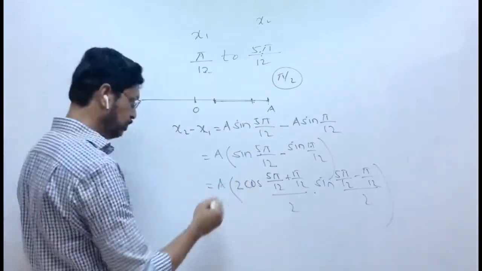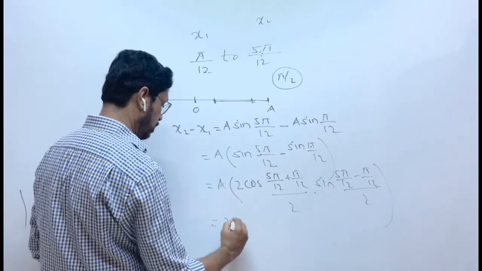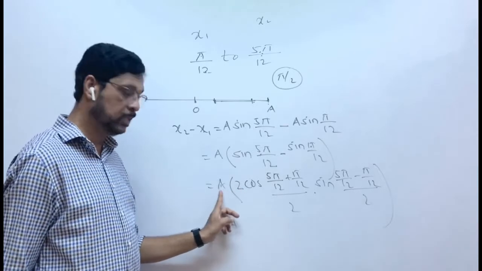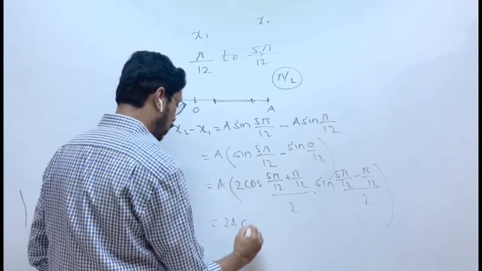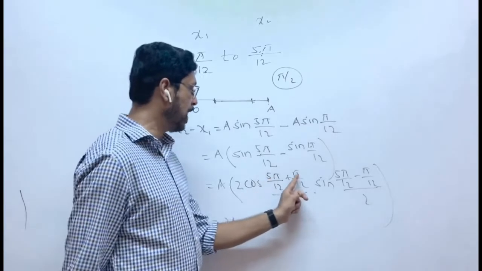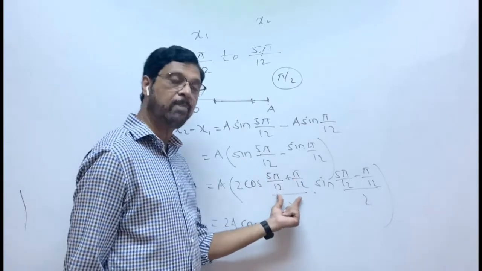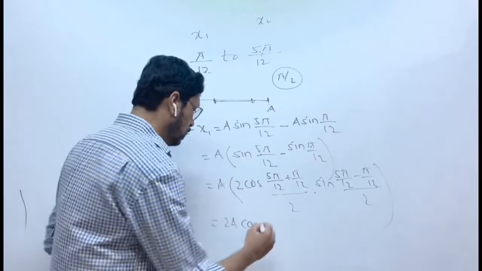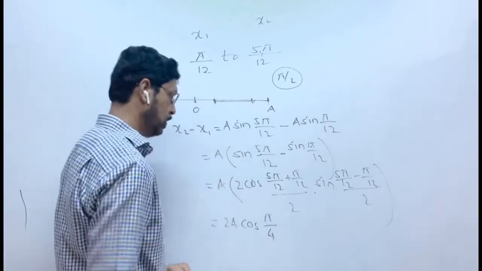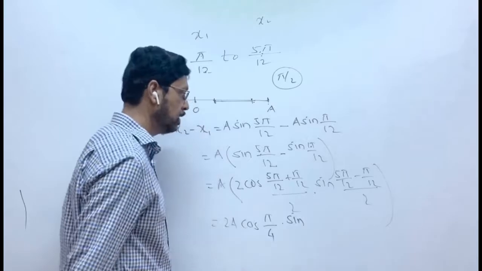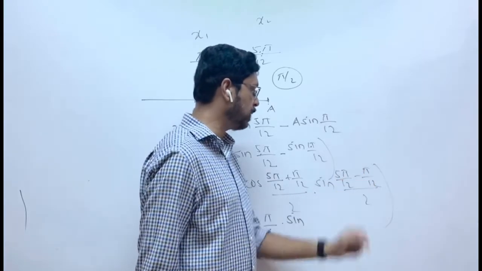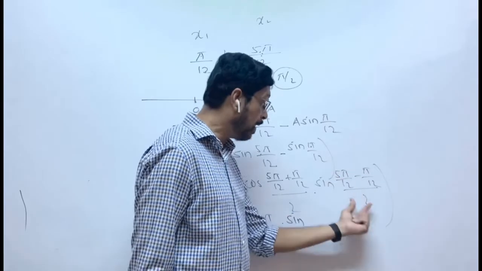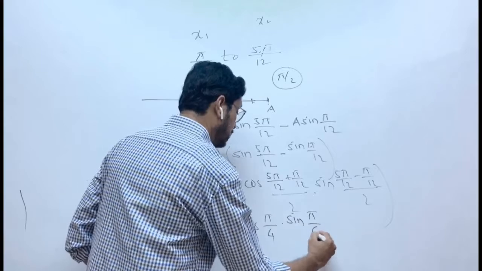Now solve this. So this is 2a, correct? Because if you open the bracket, this is 2 into a cos of 5 pi by 12 plus pi by 12, that is 6 pi by 12. 6 pi by 12 means pi by 2. Pi by 2 by 2 is pi by 4, into sine 5 pi by 12 minus pi by 12, that is 4 pi by 12, that is pi by 3. Pi by 3 by 2, that is pi by 6.